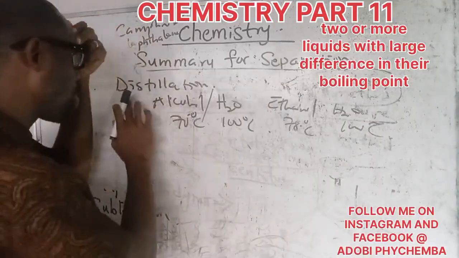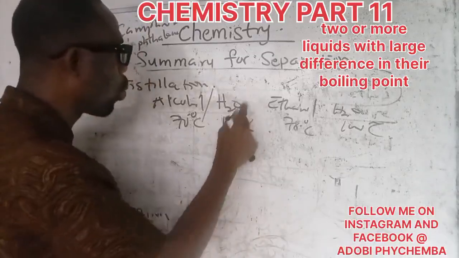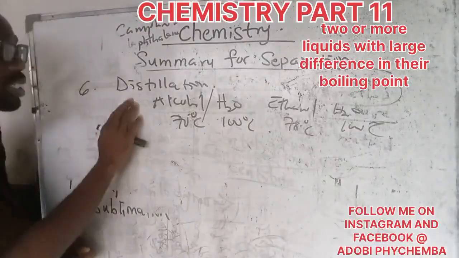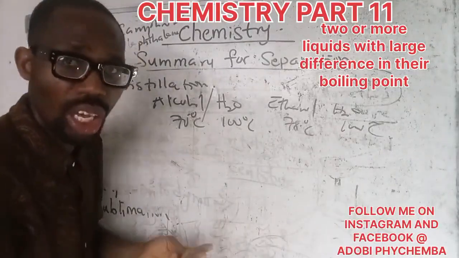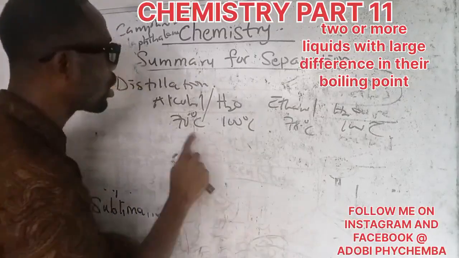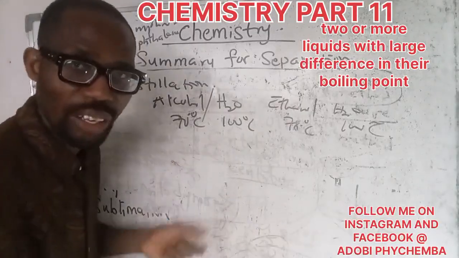And then I told you, when you run it through a big condenser, you are able to condense this alcohol in the other part of the container. So that's distillation: to recover a solvent from a solution, to separate a liquid that contains non-volatile impurity, and to separate two or more mixtures or solvents with a large difference in their boiling point.